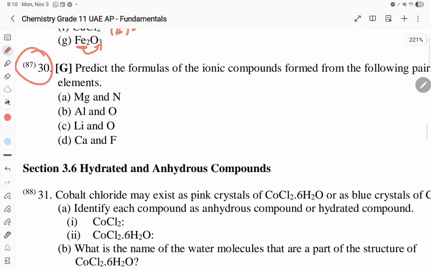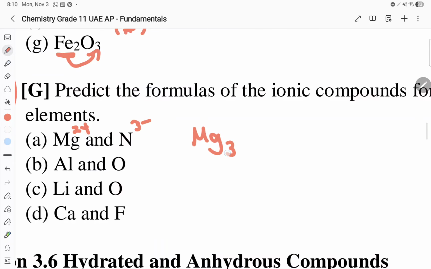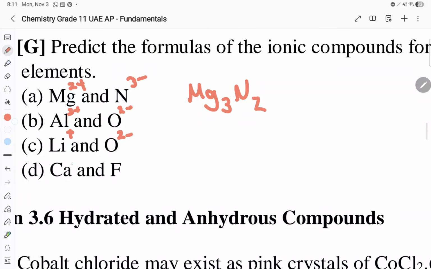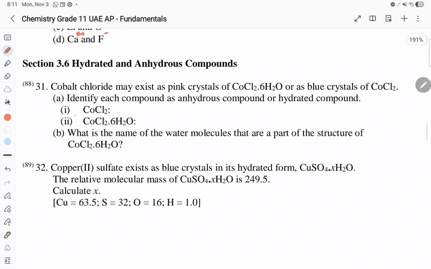Here, predict the formulas. So Mg is 2 plus, N is 3 minus, so it's gonna be Mg3N2 because you crisscross. Al3 plus, O2 minus, Al2O3. Li plus and O2 minus, so it's Li2O. Ca2 plus, F minus, so it's gonna be CaF2.